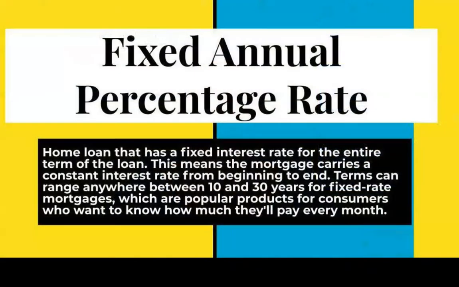Now, we have a fixed annual percentage rate, which is what most people want. I also want to say here that most people also prefer to have a fixed mortgage interest rate. So I'm going to give you a quick definition of what a fixed annual percentage rate is, and then we'll talk a little bit more about that afterwards.